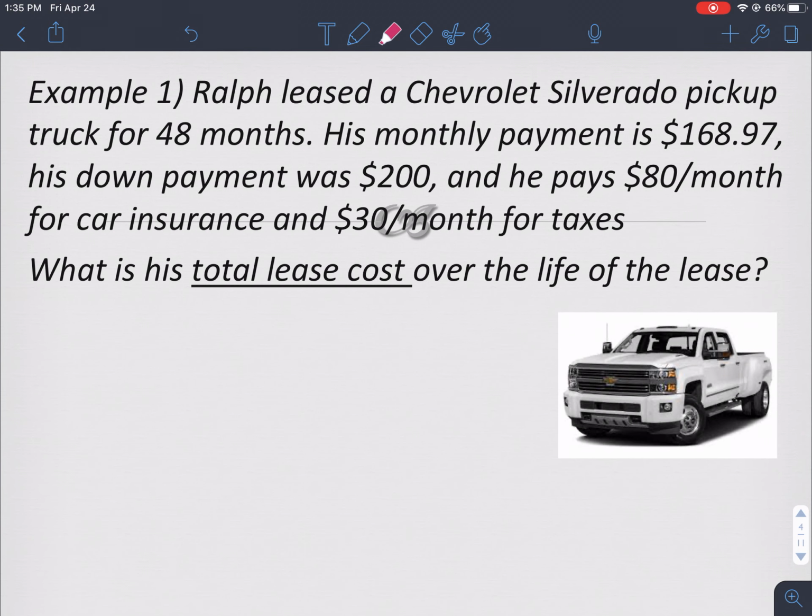That said, Ralph leased a Chevrolet Silverado pickup for 48 months. His monthly payment is $168.97. He had to put $200 down. He pays $80 per month for car insurance, and the taxes are $30 per month. What would be the total cost of the lease over the entire term?